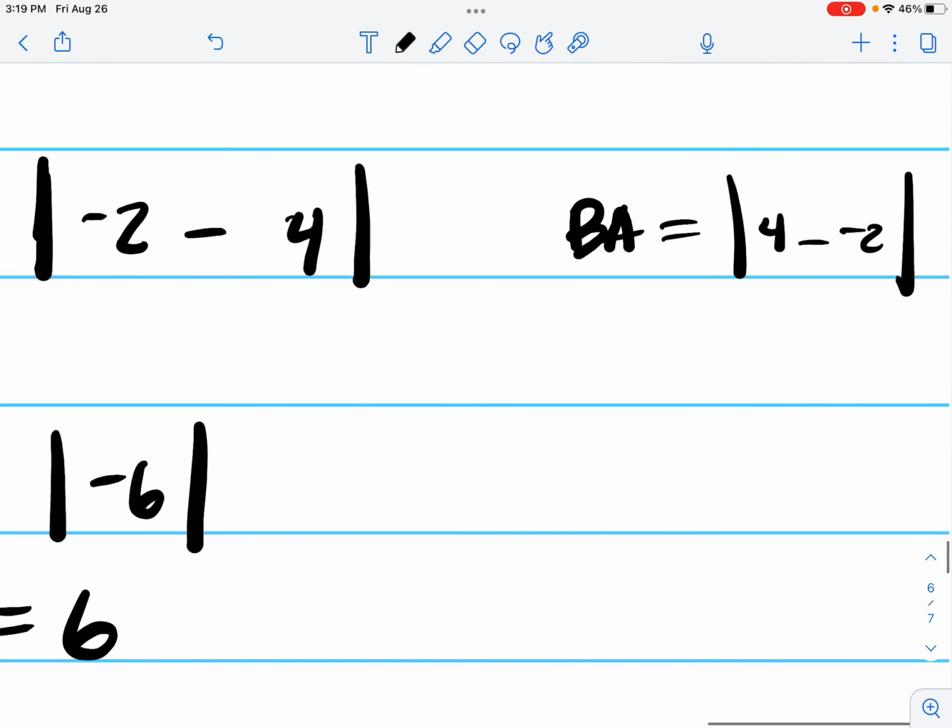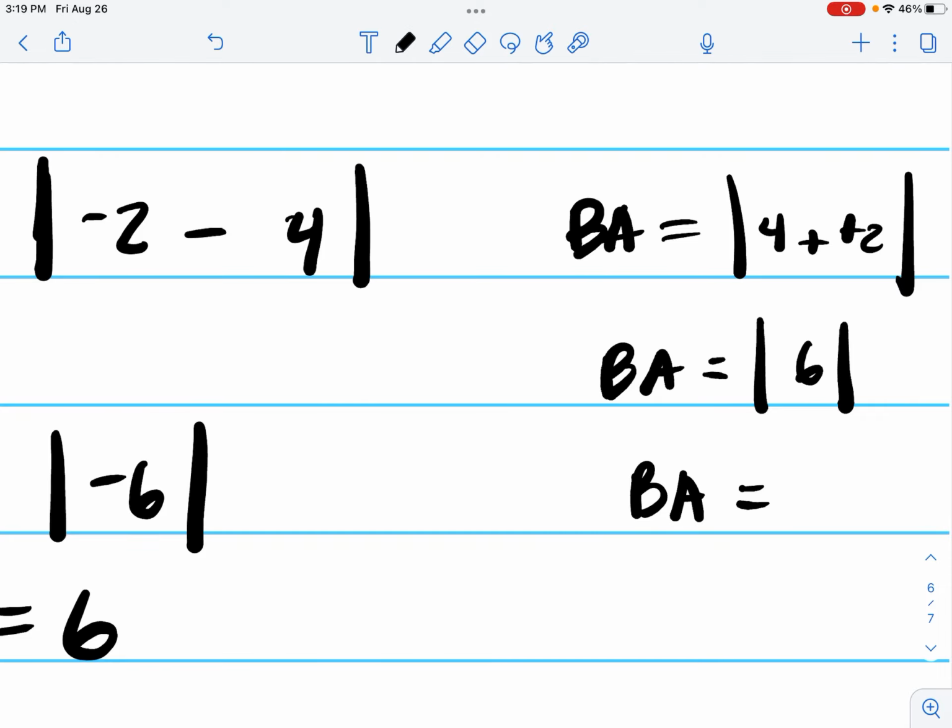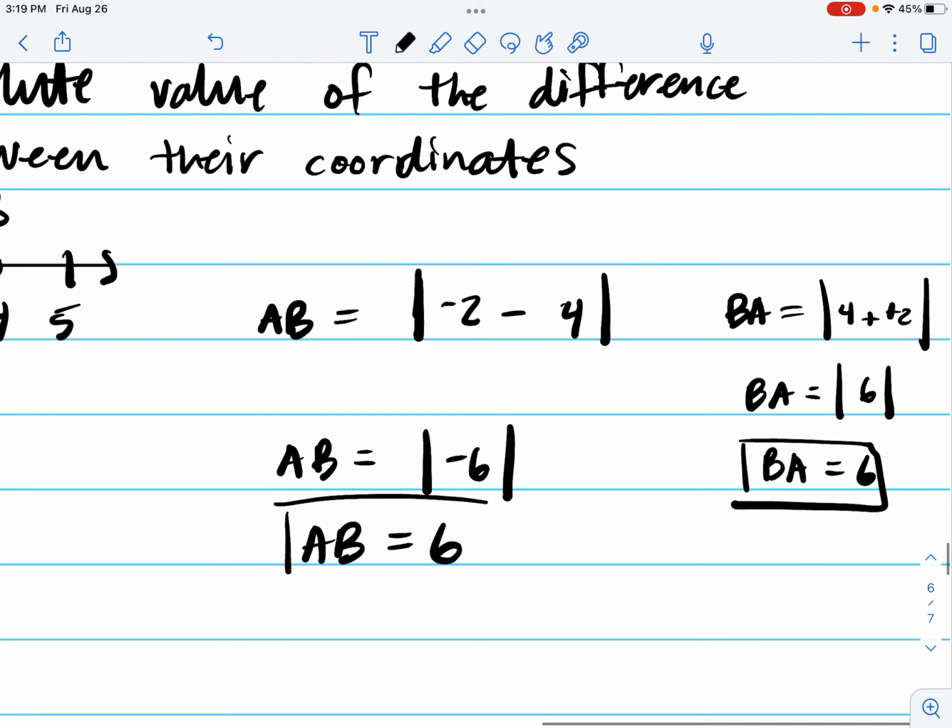Sorry for the small print. Let's zoom in a little bit. We have 2 negatives in a row, so we turn them into positives. Then we have 4 plus 2, which is 6. The absolute value of 6 is then equal to 6. And we get the same distance. So you can see it works both ways.